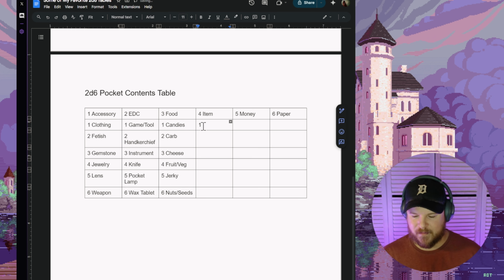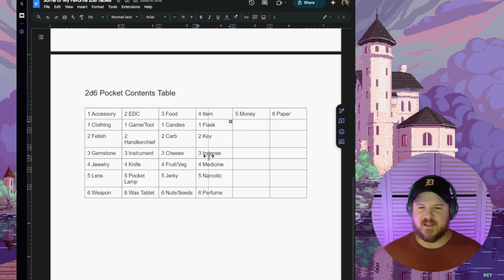So items they might have on them. So these are almost like vanity items that they might have on them, that you might find randomly. You might find a flask. Might be alcohol. Might be.